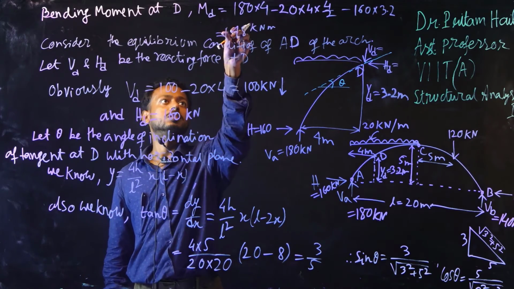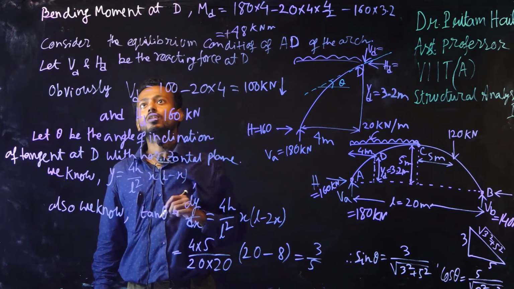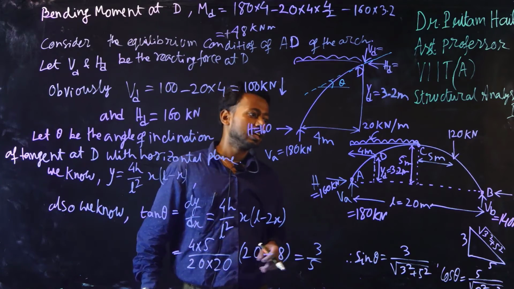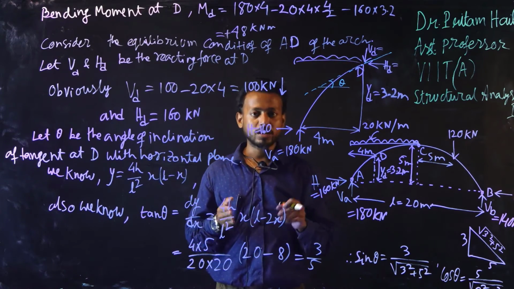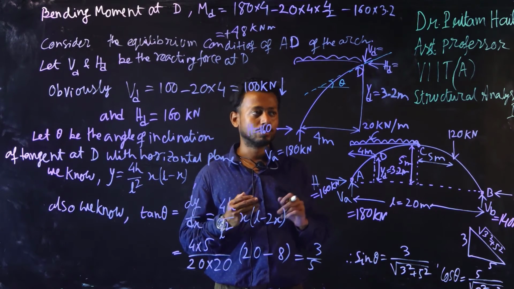Consider the equilibrium condition of AD of the arch. This arch will always be in equilibrium. At any point, summation of V will be 0, and summation of H will be 0.